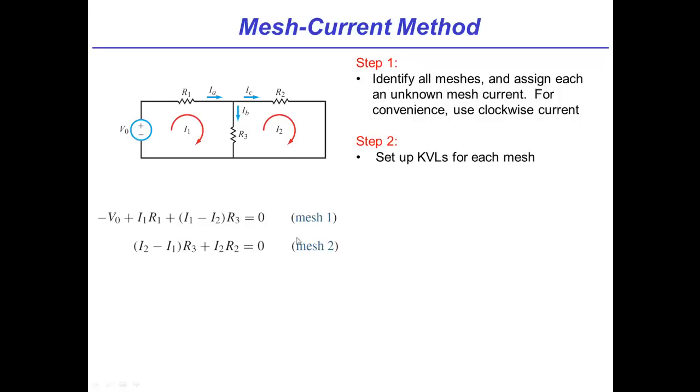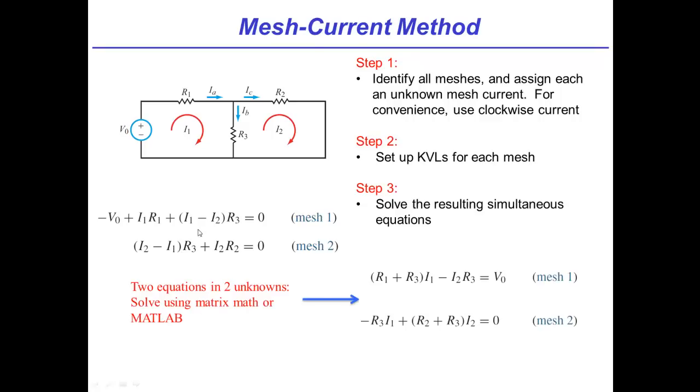So we've got two equations, two unknowns, because I1 and I2 are the two unknowns, and everything else is either a known independent source or the resistances. And now we can just solve them. You can solve these two equations trivially. You can solve them using matrix math.